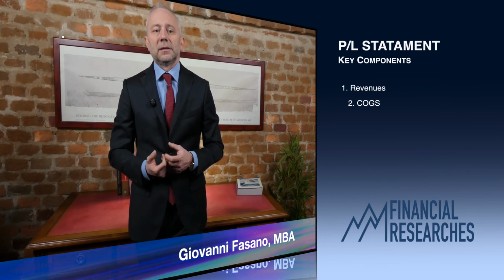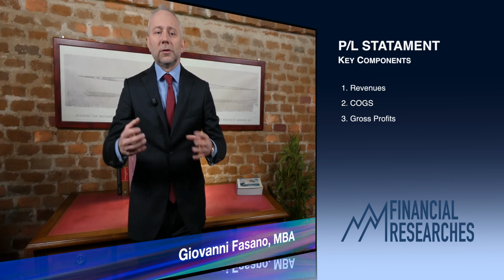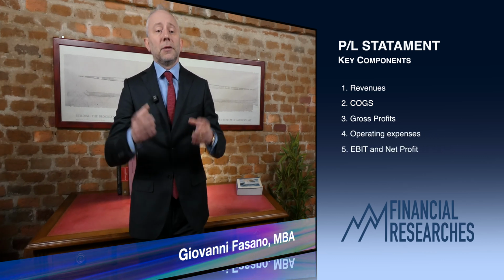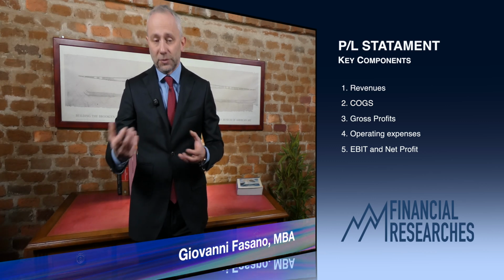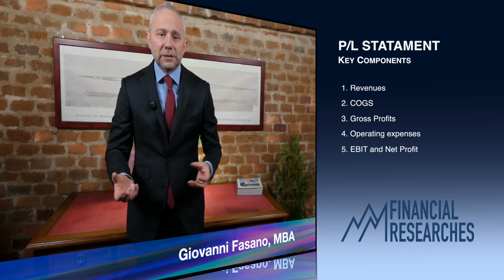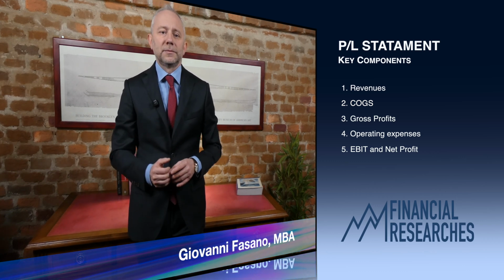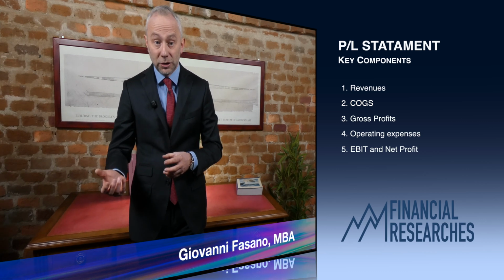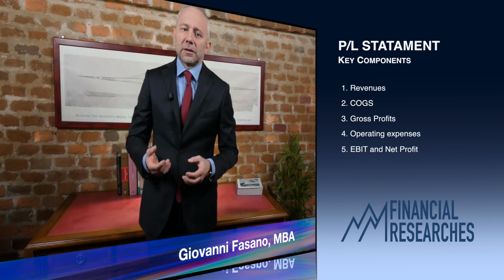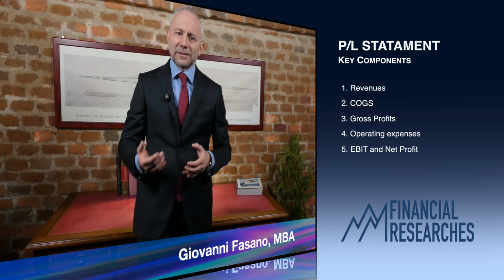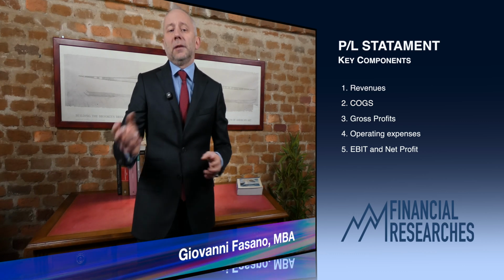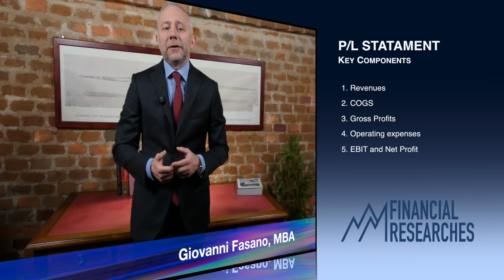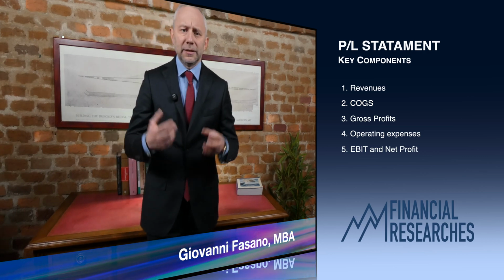Key components of the profit and loss account are revenue, of course, the total income generated from sales or services, and then we have cost of goods sold, the direct costs associated with producing goods or services. We have then gross profit, which is revenues minus COGS, indicating the efficiency of the production. Operating expenses include salaries, rents, utilities, and other overhead costs. And then the net profit, the bottom line, showing the remaining income after all expenses, taxes, and interest are deducted.